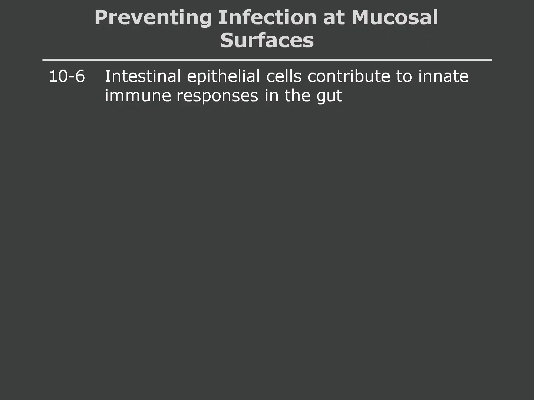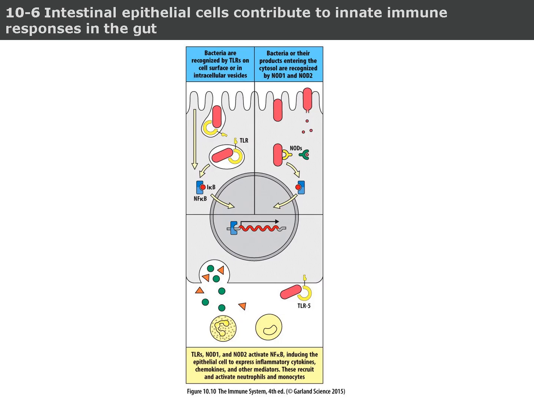Intestinal epithelial cells contribute to innate immune responses in the gut. Intestinal epithelial cells are critical players in the gut's innate immune defense. These cells express toll-like receptors, or TLRs, either on the cell surface or within intracellular vesicles, allowing them to recognize bacterial components that breach the mucosal barrier. Once activated, TLRs initiate a signaling cascade that involves the translocation of NF-kappa B into the nucleus.